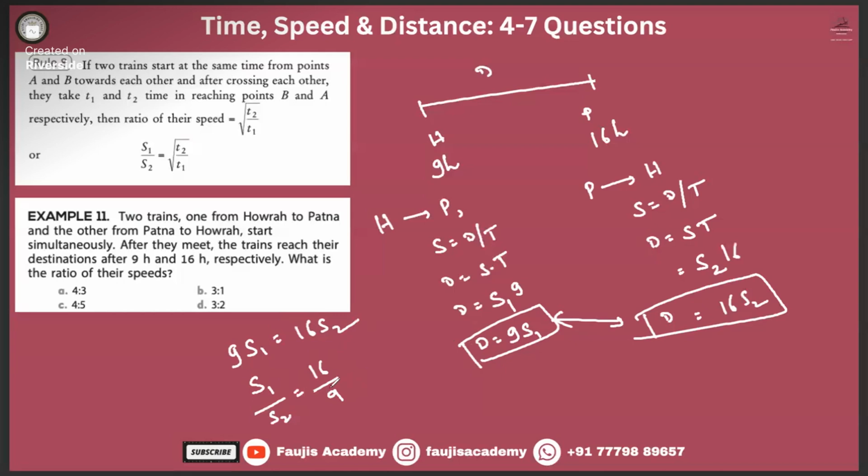Then why have they given root under T2 by T1? I'm not getting it. Sir, I think the meaning of the question is different. Yeah, after they met, the trains reach the destination after 9 hours, sir.